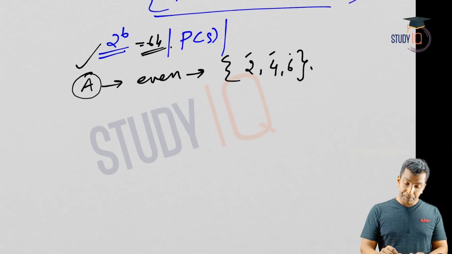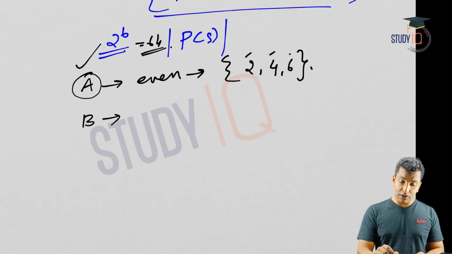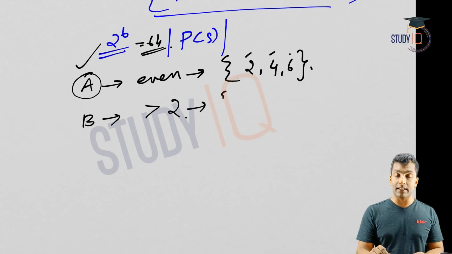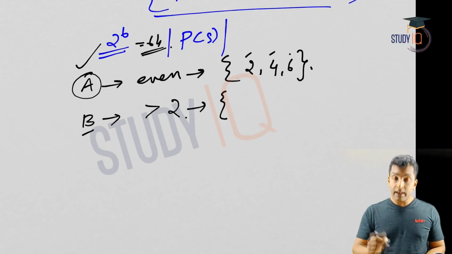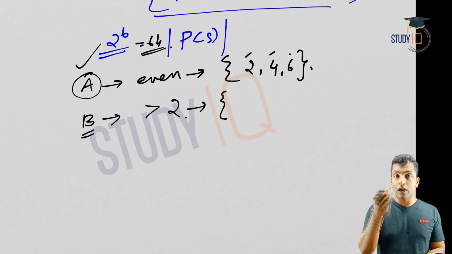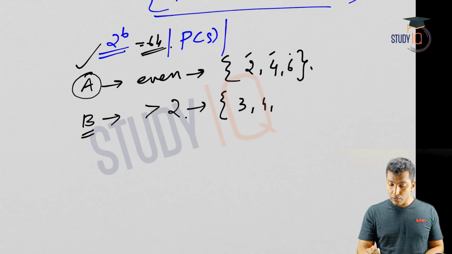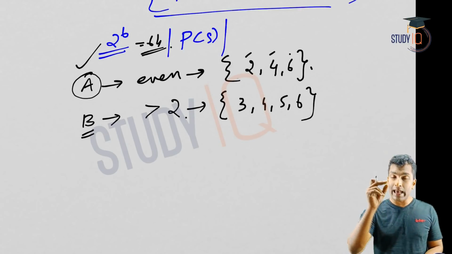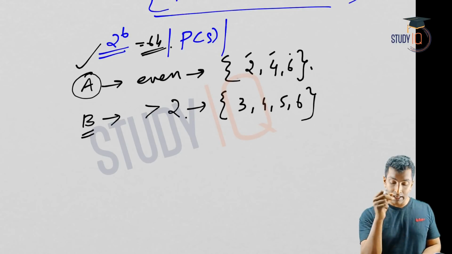Similarly, if you take B, let me write it like this: getting a number which is greater than 2. What are the favorable elementary events for this B? Event B is all the outcomes which are greater than 2. So you can write 3, 4, 5, 6. The elementary events favorable to event B are 3, 4, 5, 6.